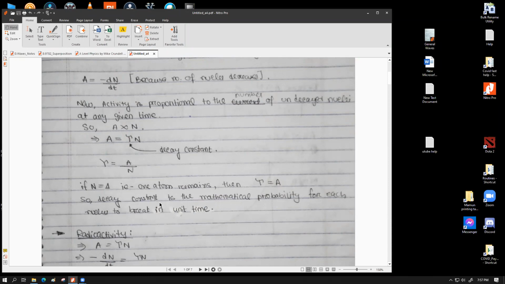It is the mathematical probability for each nucleus, each nucleus, that plural will not be, for each nucleus to break in unit time. Unit time means every second. So decay constant essentially comes in terms of per second. Per second has a useful SI conversion, which is hertz, which we study in the vibration chapter or oscillation chapter, sound and so on. For radioactive decay process, the decay constant is practically used as per second, second inverse 1.